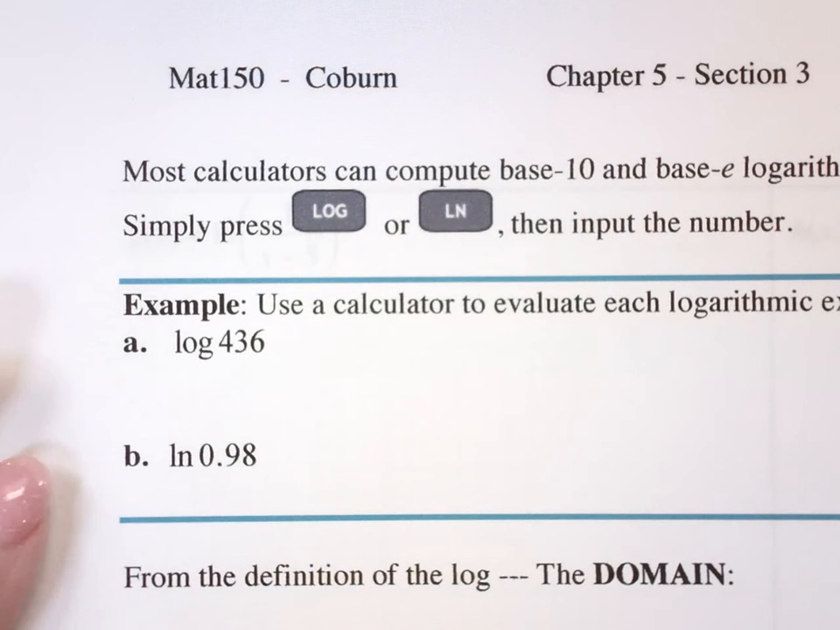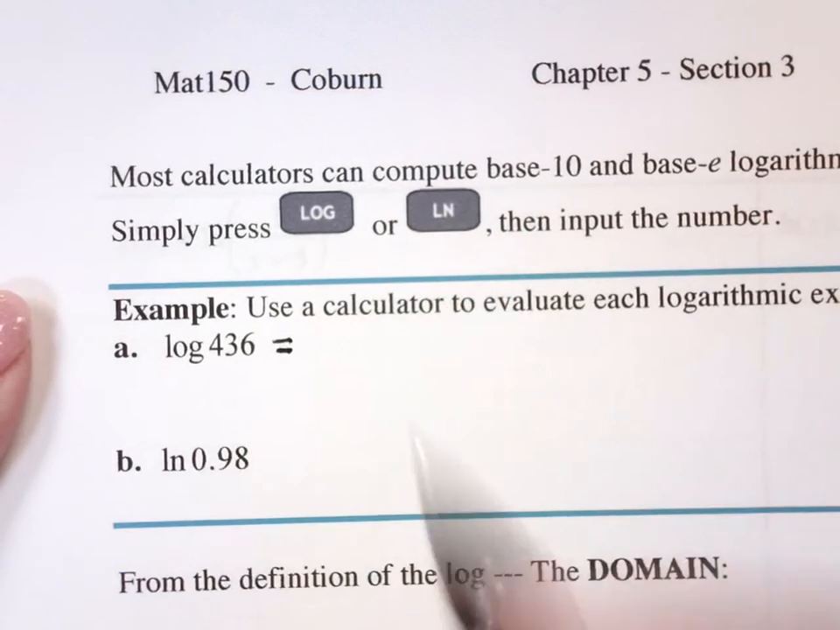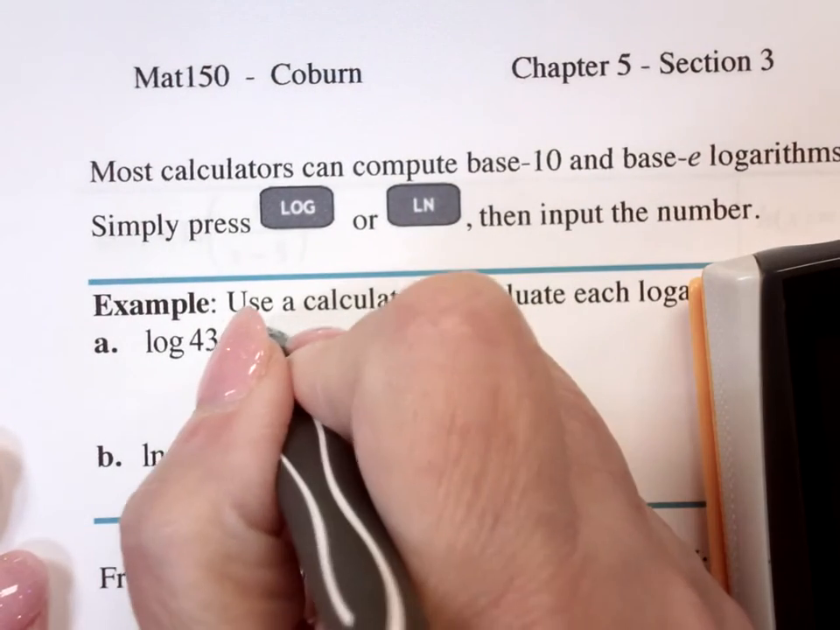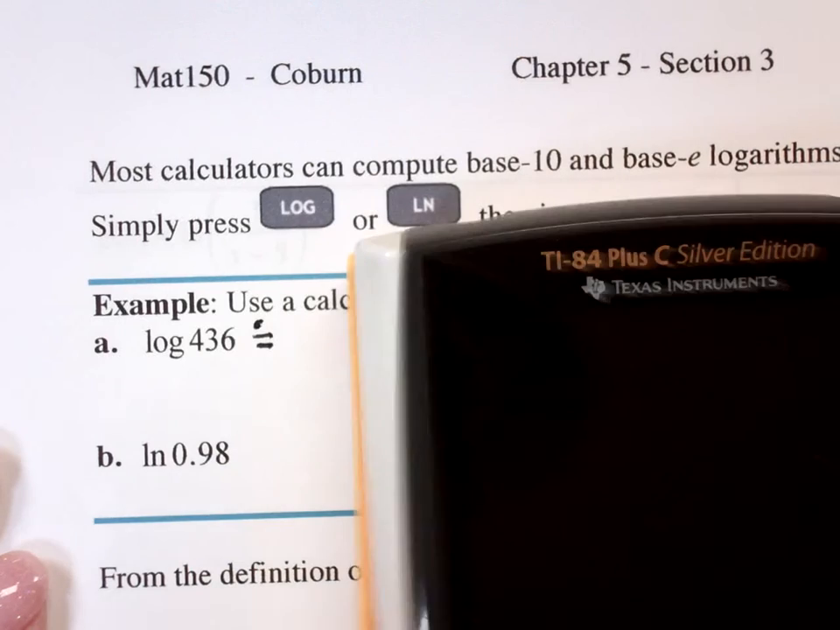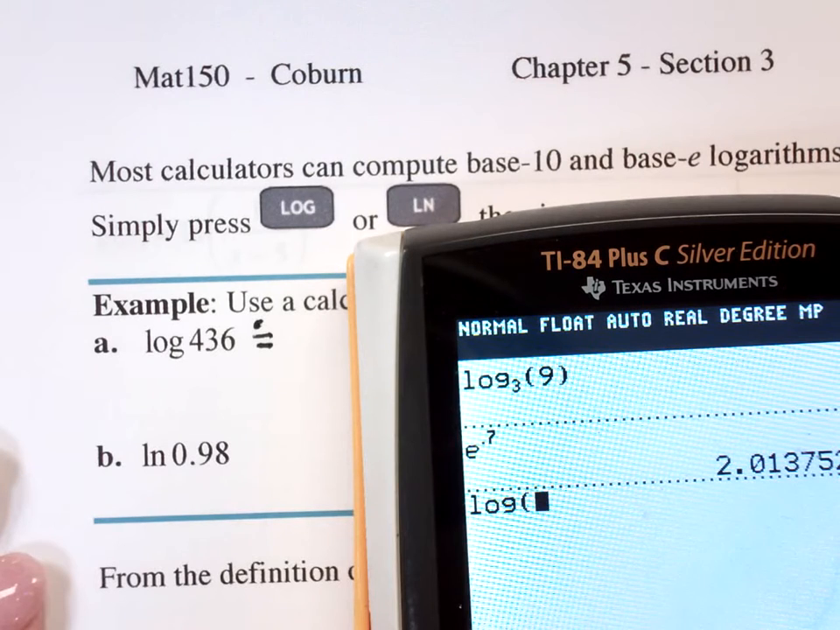Most calculators you can compute with base 10 and base e. Some you can't. But if I'm dealing with log, that's base 10. Easy enough. And I guess I need to put an approximate because these are not going to be real. So log of 436.